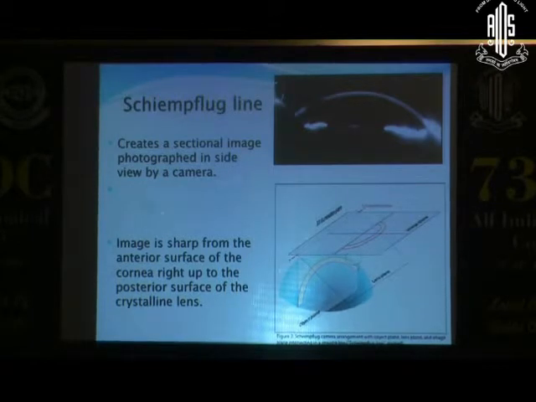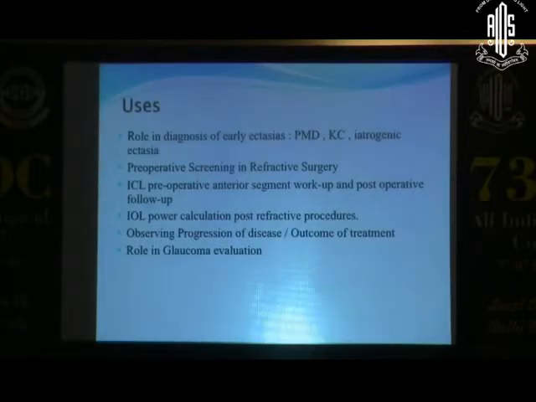So this is the Scheimpflug image. This is the slit section that is actually seen by the camera when it is spinning around the central axis. And this image, once it is crisply obtained with the Scheimpflug principle, each of these data points can then be merged together and a three-dimensional image can be obtained.